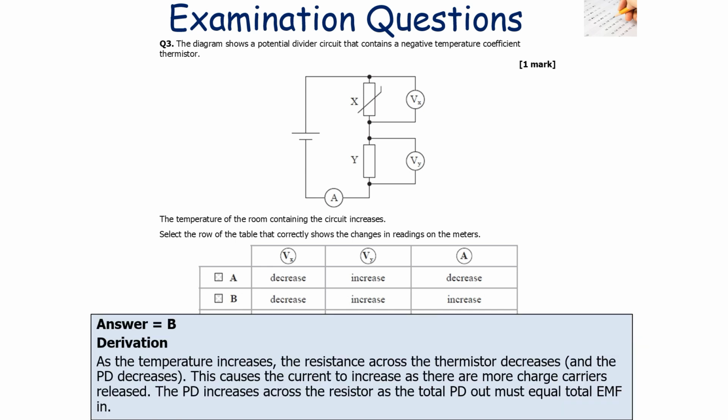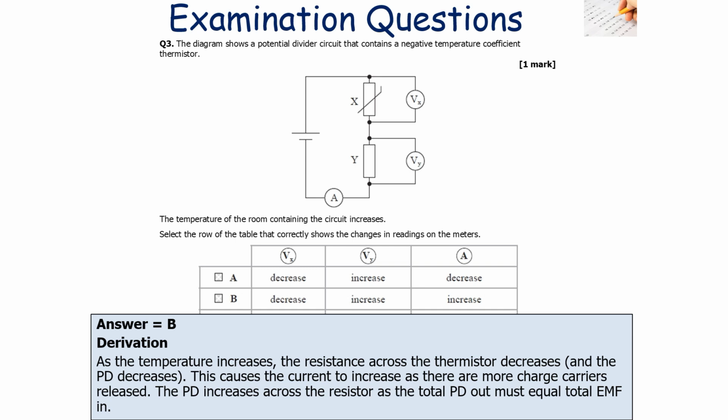Right, our answer for this is B, because as the temperature increases, the resistance across the thermistor decreases, because we should hopefully remember that it's a negative temperature coefficient. So therefore, when the temperature goes up, the resistance goes down. So therefore, that's going to cause the current to increase in the circuit, because A, there's more charge carriers released by the thermistor, and B, there's a lower resistance in the thermistor. So therefore, our current will increase, or our reading on our ammeter will go up.